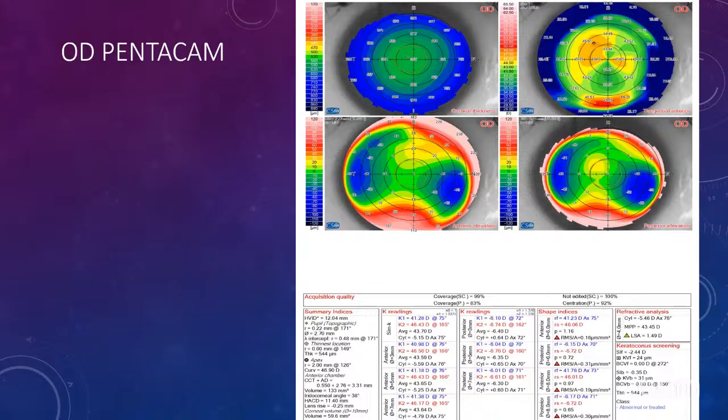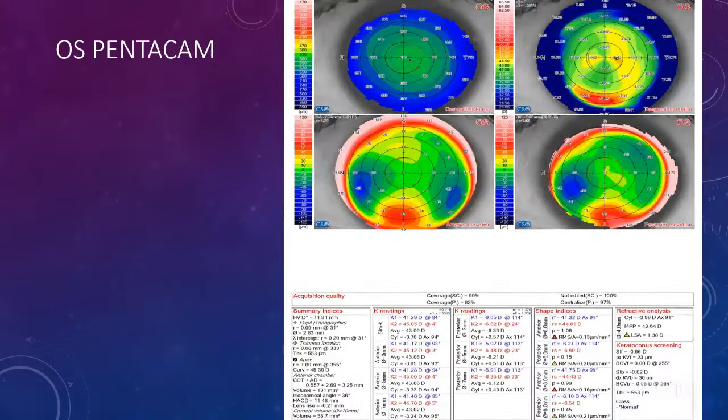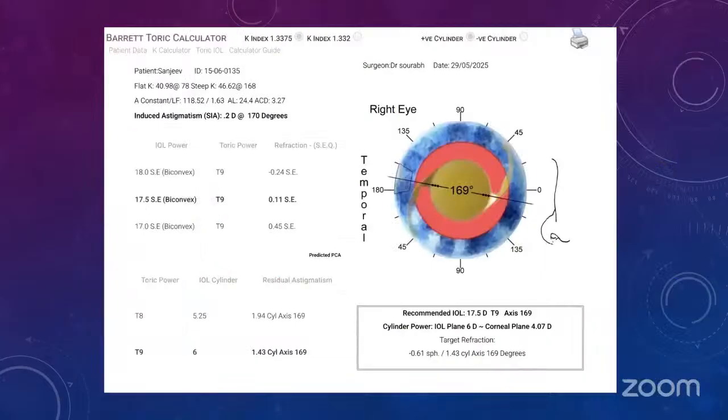This was a Pentacam image of the right eye and the left eye. The toric axis and the IOL power were calculated. This is a Barrett's toric calculator. This is available online. What it is, basically, we'll be seeing later. So as you can see, 17.5 was the IOL power, and the toric cylinder was found to be 6, and the axis of the toric IOL was found to be 169.